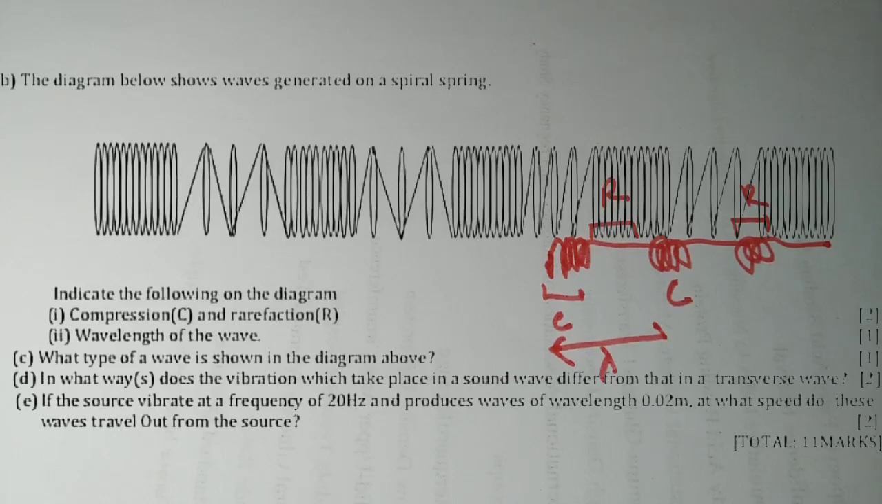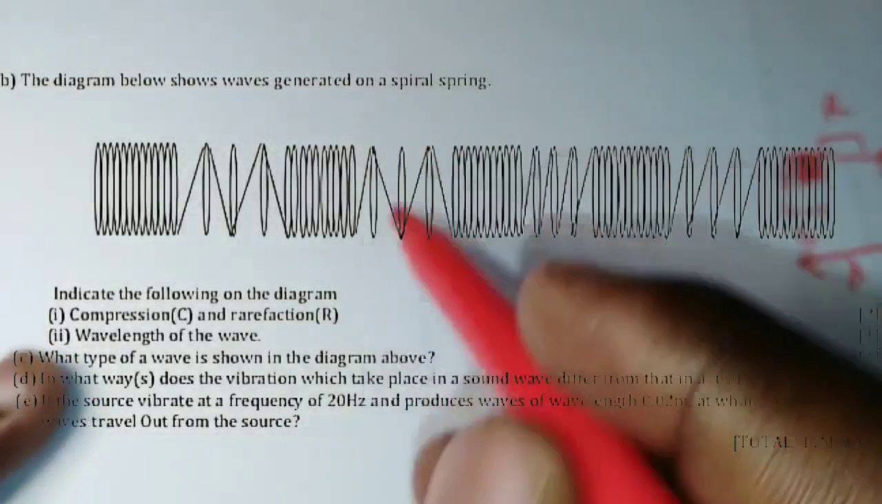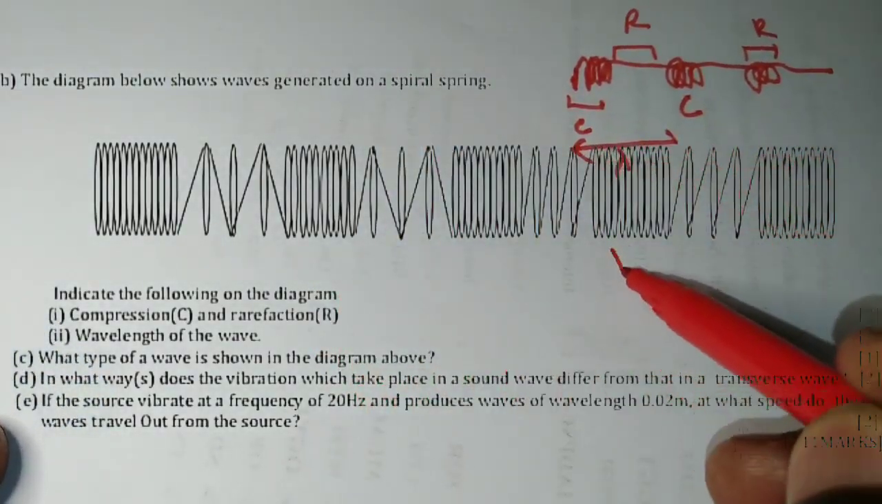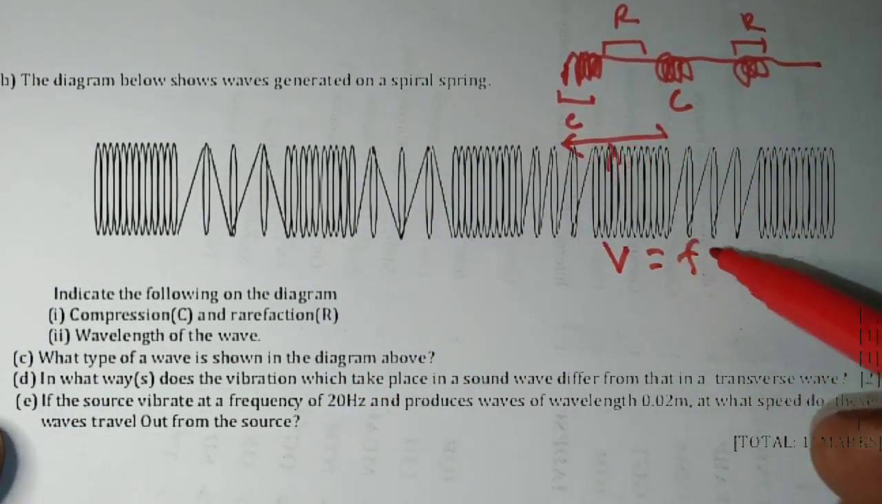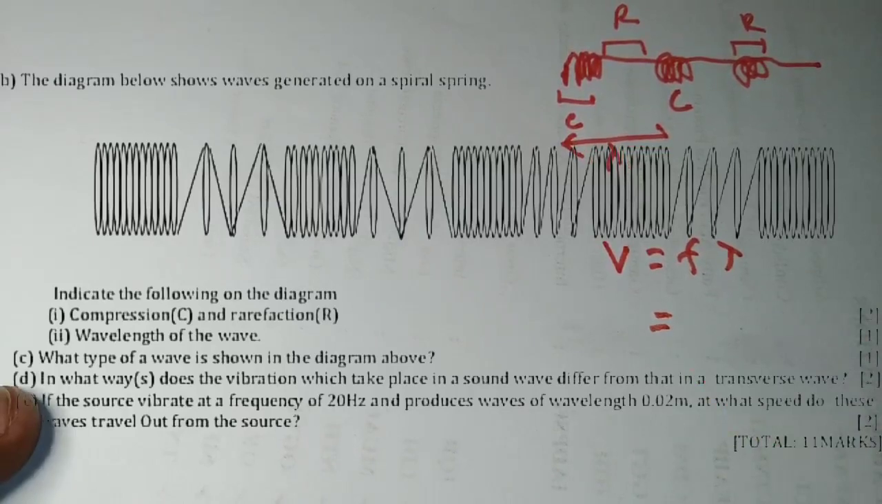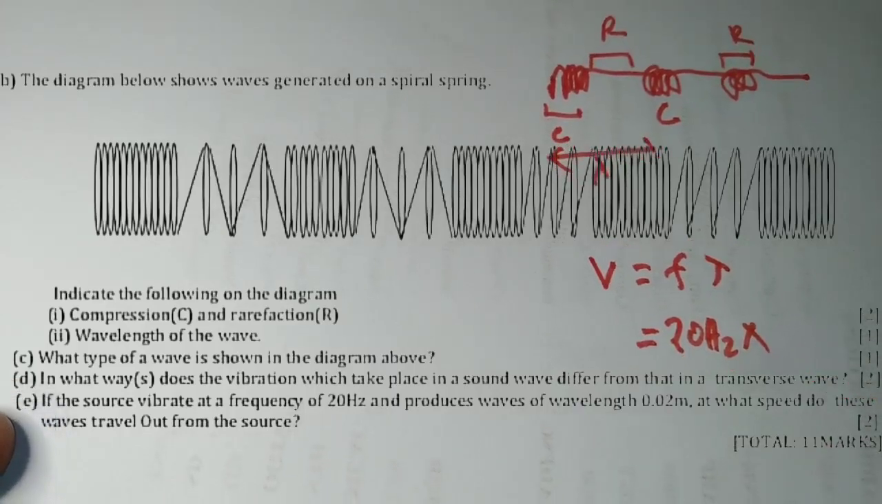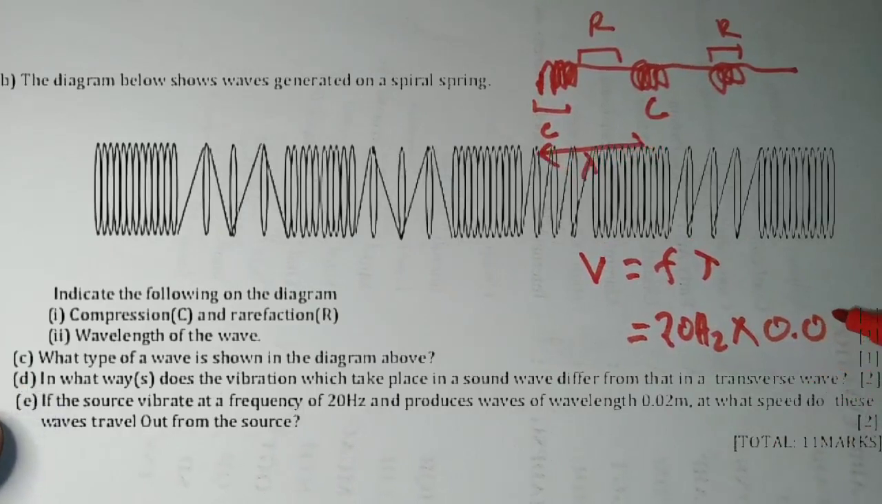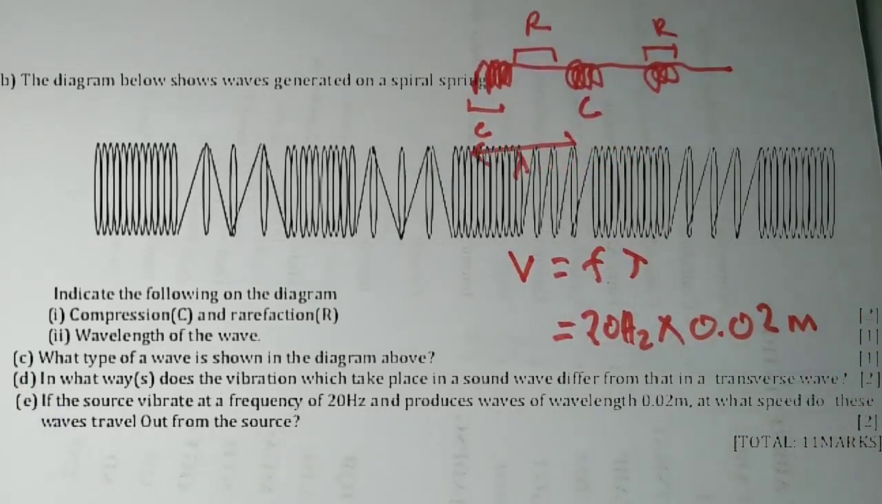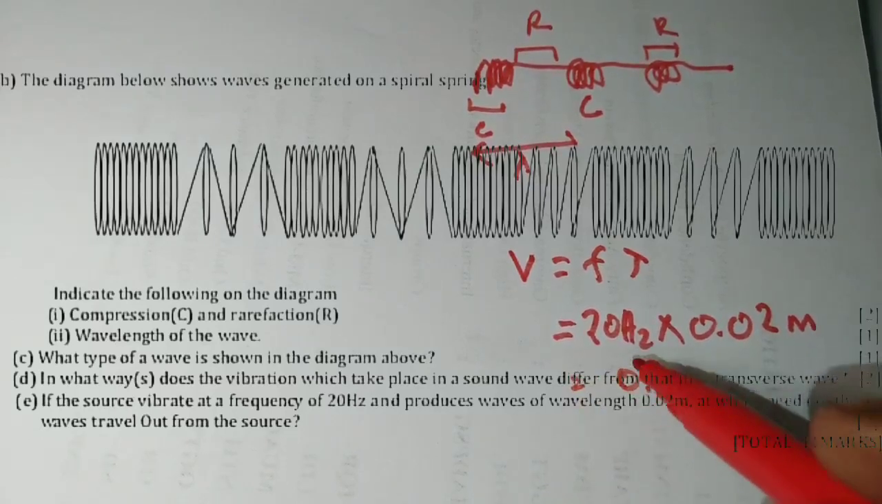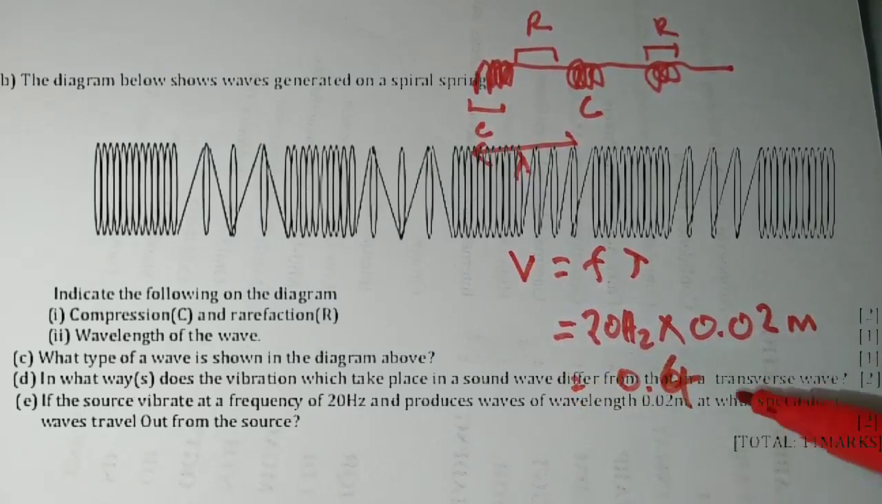If the source vibrates at a frequency of 20 hertz and produces waves of wavelength 0.02 meters, at which speed? We want to find the speed. Speed we know is equal to frequency multiplied by wavelength. So we've been given 20 hertz multiplied by 0.02 meters, that's the wavelength. Multiplying 20 by 0.02, we have 0.4 meters per second. So we're done here.